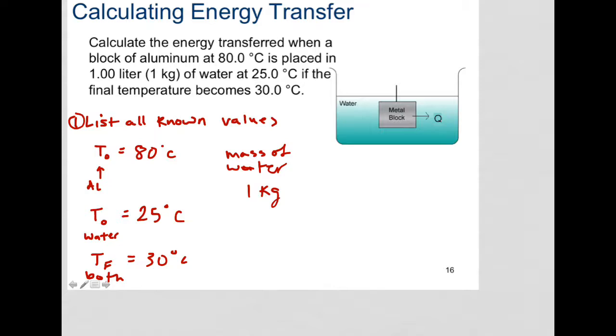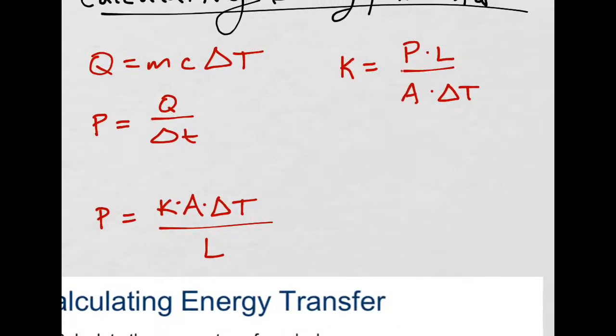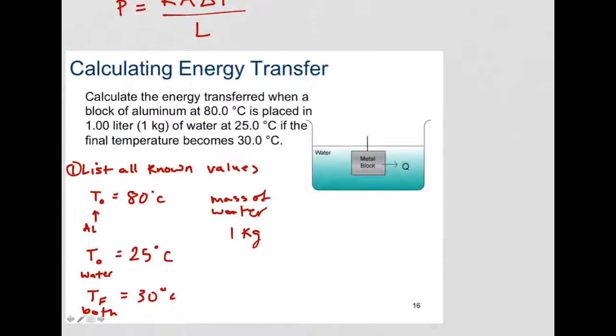The final temperature for both is 30 degrees Celsius. We do need to know the specific heat. Calculate the energy transferred. If we're talking about energy transferred, remember that was Q. So we don't have any power. They didn't tell us anything about power or time, so we're not going to use those equations. We don't have anything with time. So we must use this equation. That's good to know.